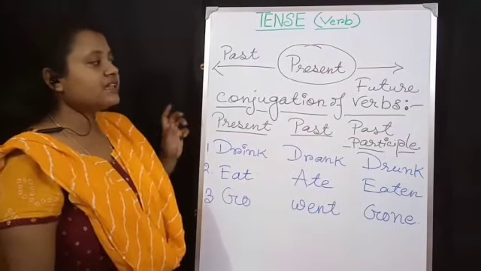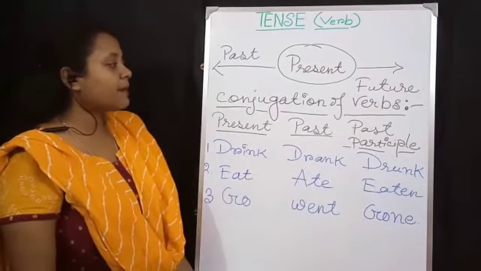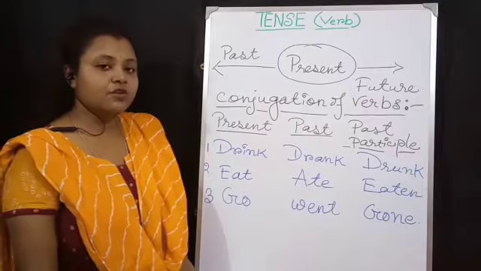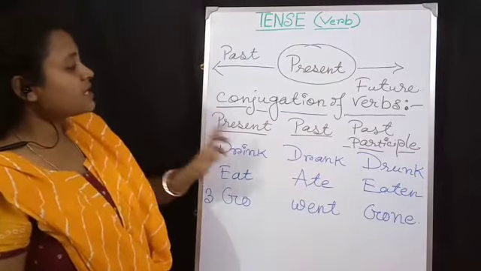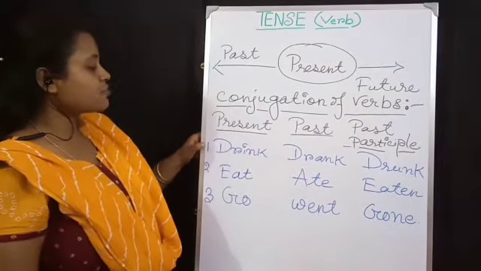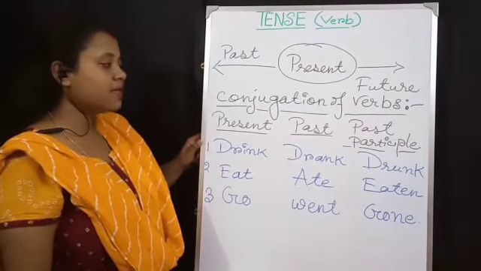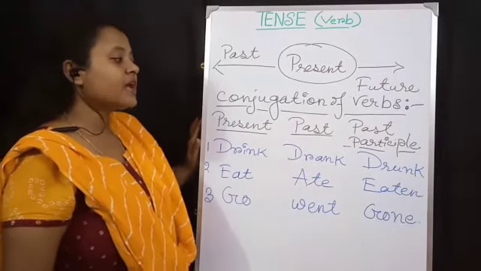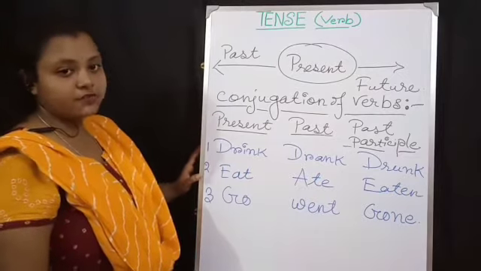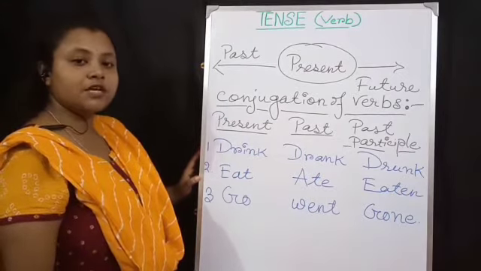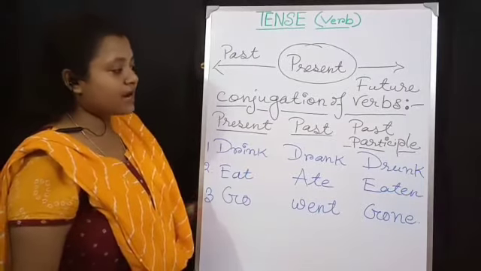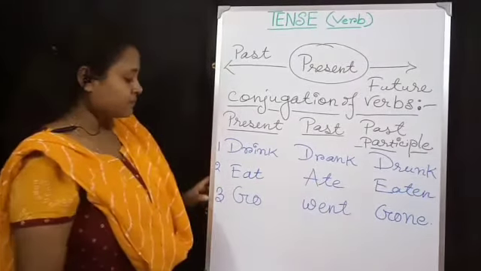Now students, I think most of you have read about the conjugation of verbs in your earlier classes. What is conjugation of verbs? So present, past and participle. I have given you some examples. Like drink is the present form of the main verb, drank is the past form and drunk is the past participle form. Eat is the present form or the base form or the first form of the verb. Past is ate and past participle is eaten.